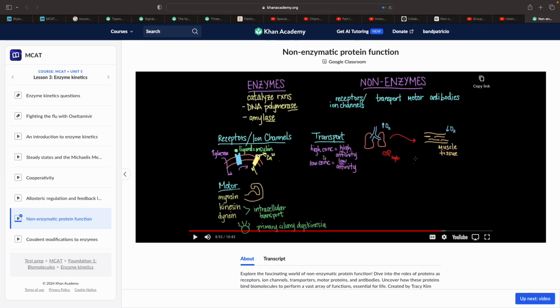Ciliary dyskinesia. You can see there's some sort of dyskinesia or problem in movement for the cilia, and mutations in a particular dynein protein lead to this rare disease, and therefore an increased susceptibility to chronic infections. The next non-enzymatic proteins that we'll be talking about are the antibodies of the immune system.